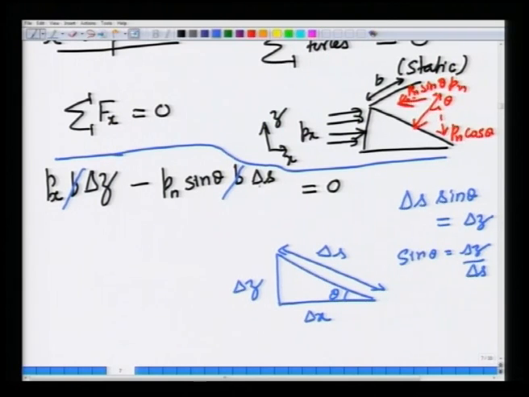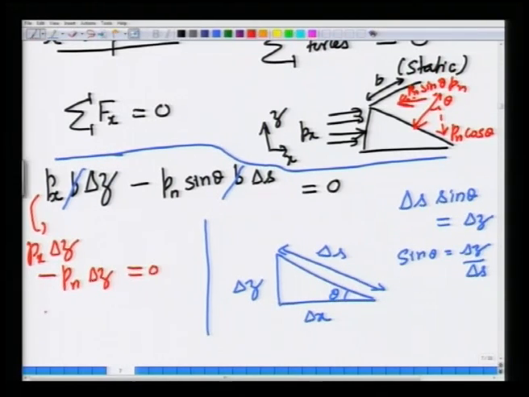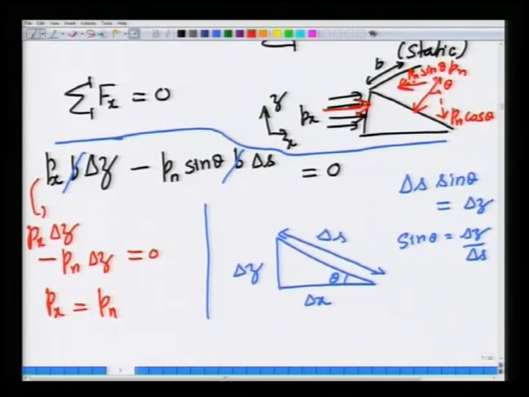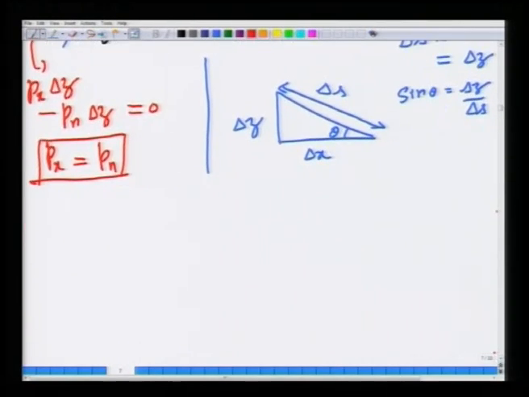So, in this equation, I write the first term as P x delta z minus P n sin theta delta s, which is nothing but delta z, is 0. So, we have shown, by using the x momentum balance, that the magnitude of this force P x must be the same as the magnitude of the force per unit area here. So, P x is P n. Now, let us do the vertical balance, which is the z component.